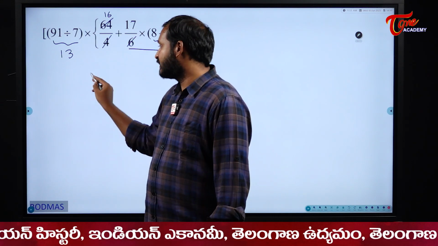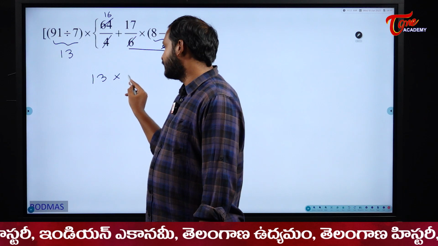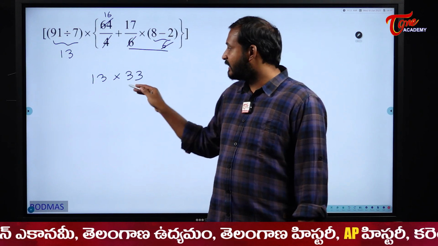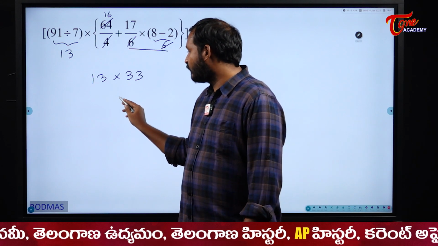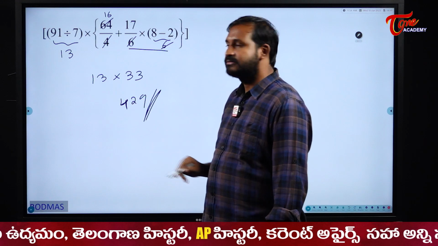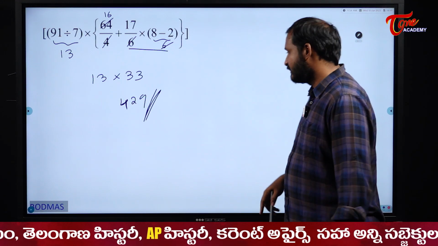And outside it is 13. So 13 into 33. Okay. 390 plus 39, it will become what for us? 429. It becomes 429.